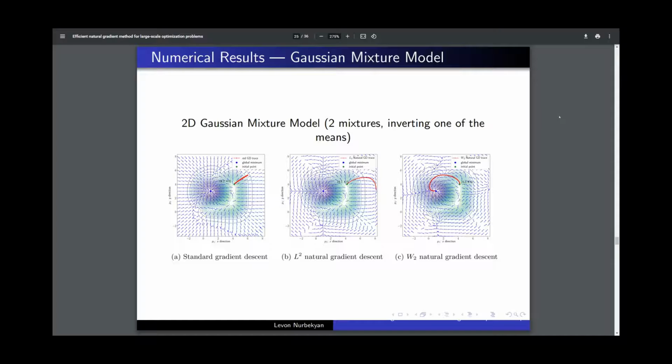And here I want to show you one toy example where we have a Gaussian mixture model and we want to find the means. Here I show you the three evolution paths. The one on the very left is the standard gradient descent. The one in the middle is the L2 natural gradient descent, so we change the metric on the space of probability measures. And the final one is called the W2 natural gradient. It's a metric structure given by optimal transport. If you're not familiar with it, that's not a problem. The idea here is to show that you can have drastically different evolution paths. And you see that the W2 one actually finds the global minimum.